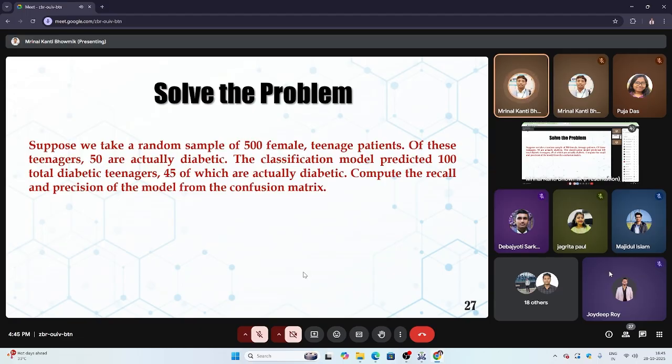Therefore, the actual diabetic count, that is 50, is the actual positives. Among these, the true positive is 45. From the true positive, we can calculate the false positive, that is 100 minus 45, which is 55. The false negative is 50 minus 45, that is 5, and the true negative is 500 minus 45 plus 55 plus 5, that is 395. Based on this, we can see the recall has 90% and the precision has 45%.